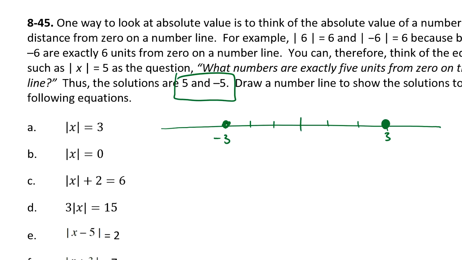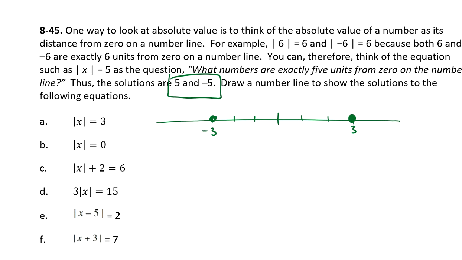One of the things you might want to do, before you sketch it like this, is get the absolute value portion of your equation by itself. What I mean by that is this absolute value portion right here should be isolated first. Now you can see in the first two problems it is already alone, so it's pretty easy to sketch the location of those two solutions.